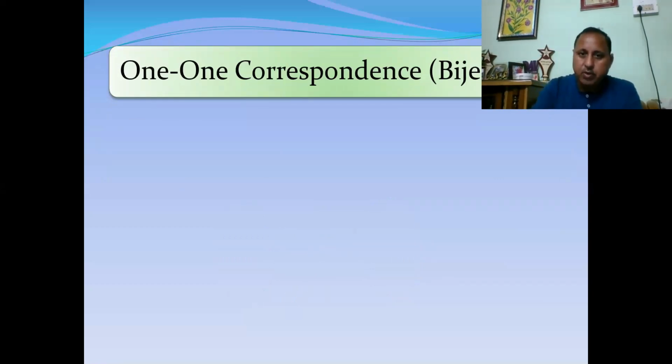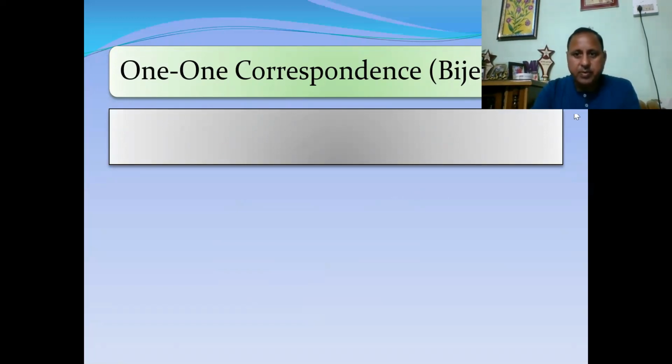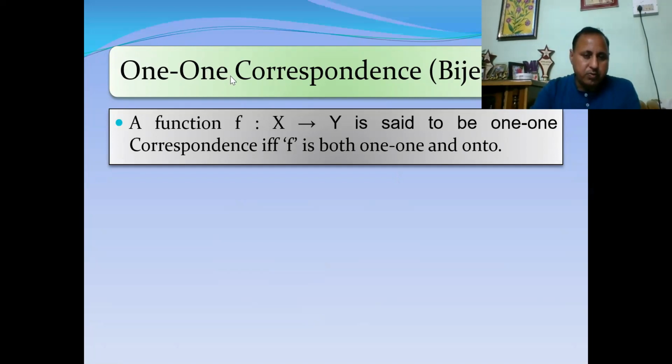Okay, the next is one-one correspondence, or you can say bijective function. So now observe what a bijective function is. As the name indicates, bi means two-way. One is one-one and the other is onto. If a function is one-one as well as onto, then that function is called a one-one correspondence, or you can say a bijective function.